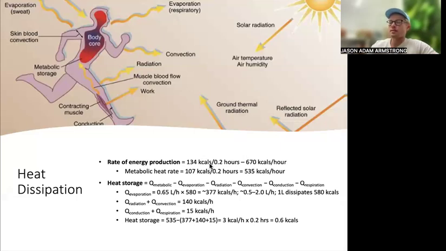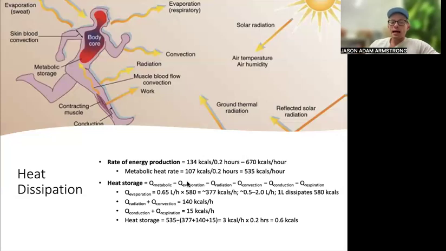134 kcals, and we said that was in 12 minutes, which is 0.2 hours. So I'm generating heat at a rate of 670 kcals per hour. My metabolic heat rate is, I generated 107 kcals in that same time frame, so it's 535 kcals per hour. So that's the rate of heat production, and we specify that with Q. So we have Q metabolic, so that's heat production, and that is associated with 535 kcals per hour.